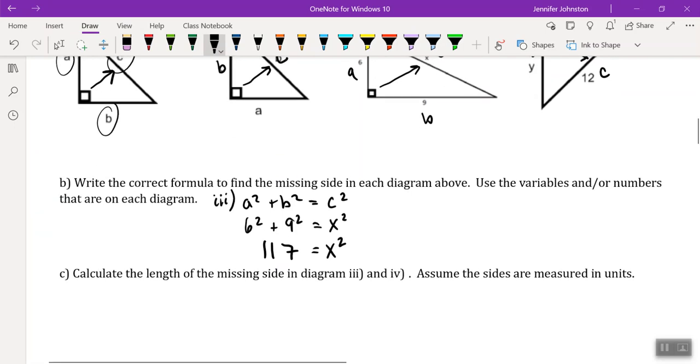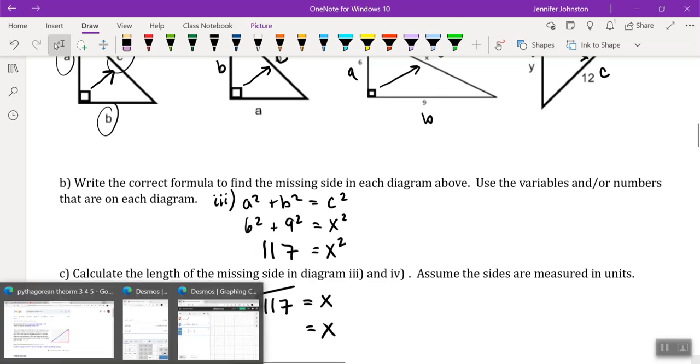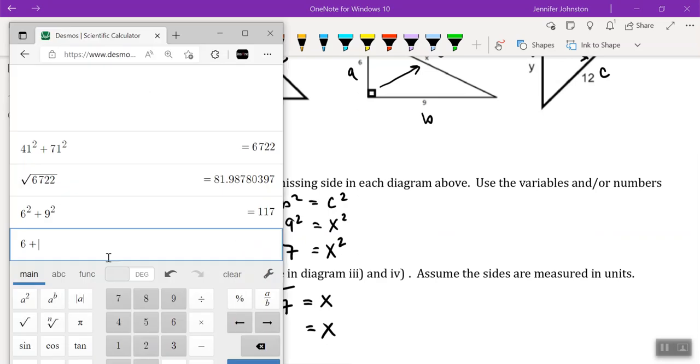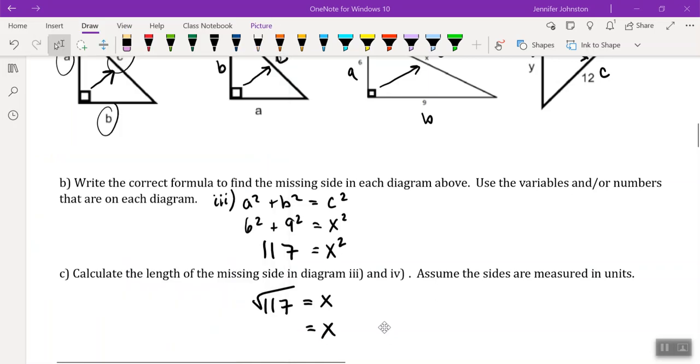And then, this question below is just asking us to find the measurement. We have to take the square root. Right, so again, we're not doing 6 plus 9 squared. 6 squared is 36, 9 squared is 81, and then you add those two together. We don't do 6 plus 9 and then square. It's not 15 squared. Right, that's a common mistake. So here 117 square rooted gives us 10.8. So we get 10.8 for question number 3.